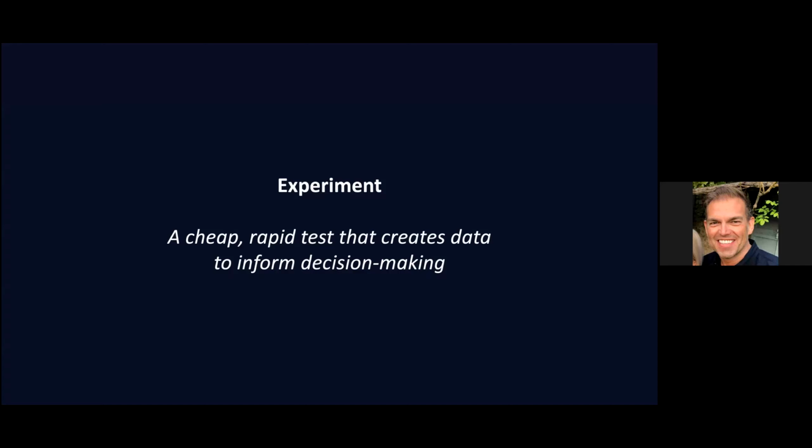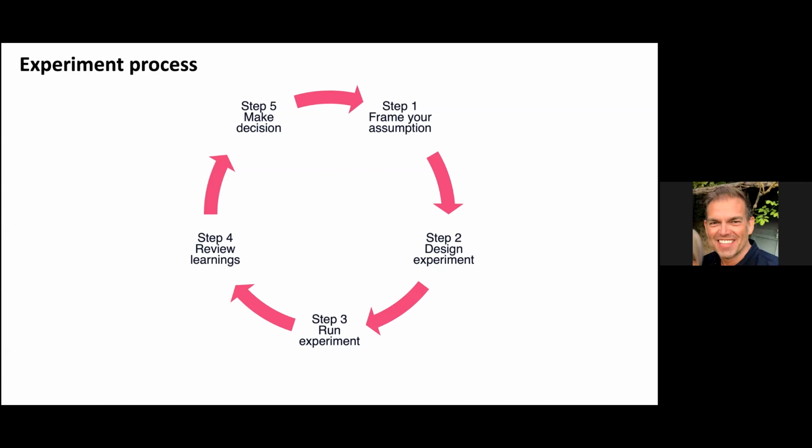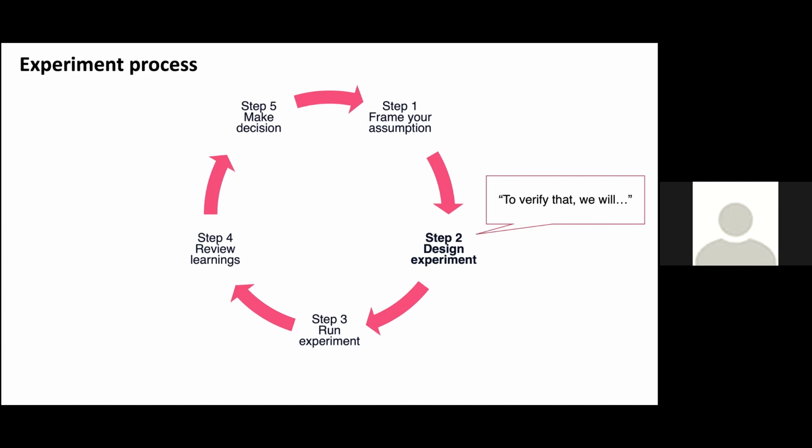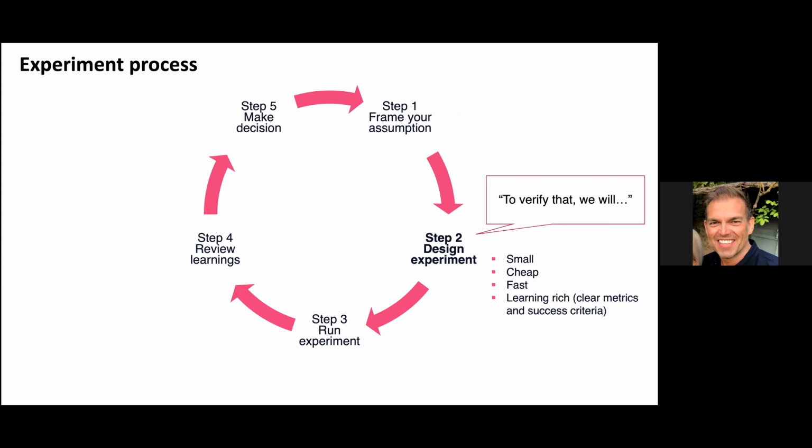So I'm going to go through the experimentation process. There are 5 steps in the experimentation cycle. So you've got an idea, and you need to decide what to do with it. Step 1, frame your assumption. So we believe that. Start with a leap of faith. Can it be proven? Single-minded and discrete. Step 2, then you think about how to verify that we will. Is it small, cheap, fast, learning rich, with clear metrics and success criteria?